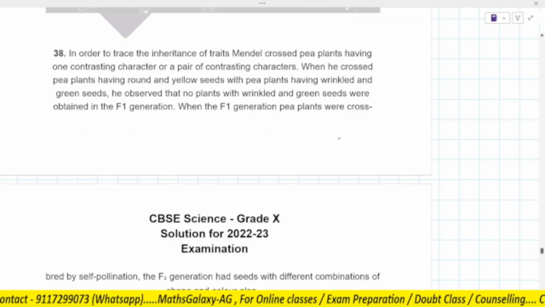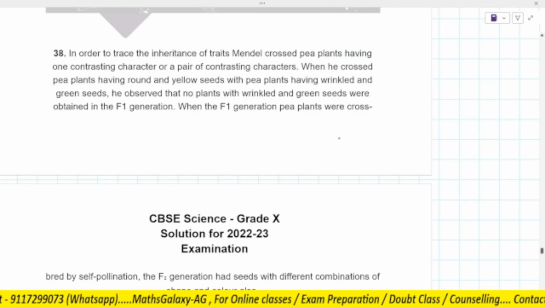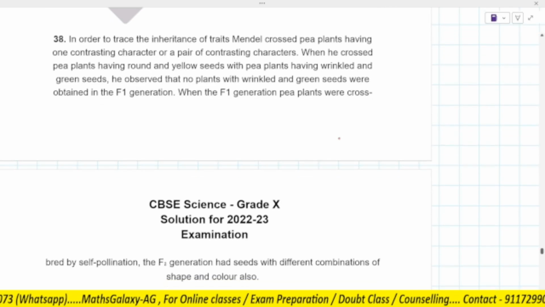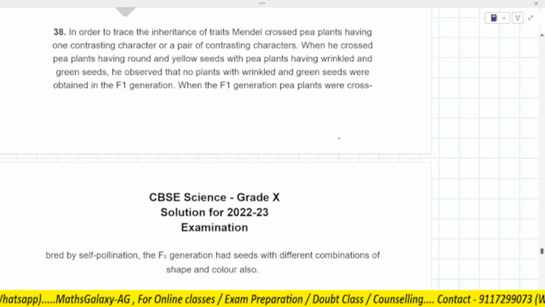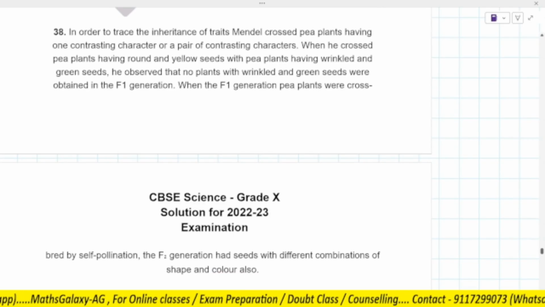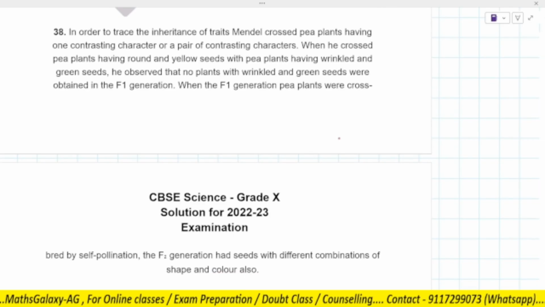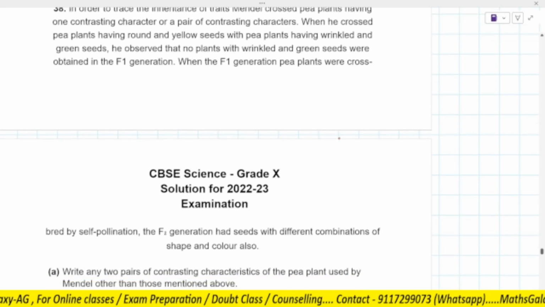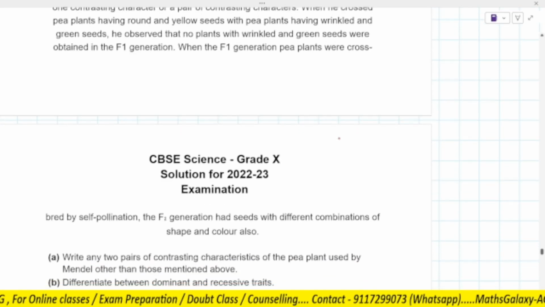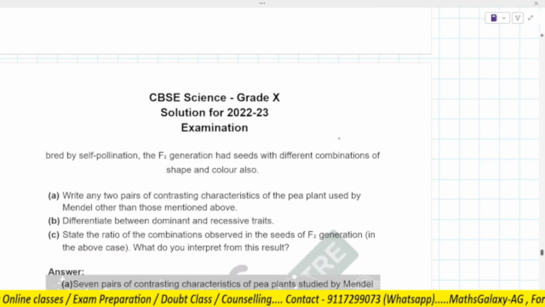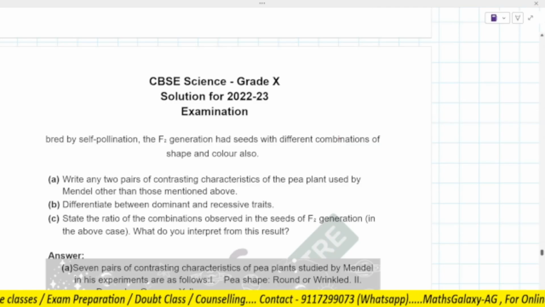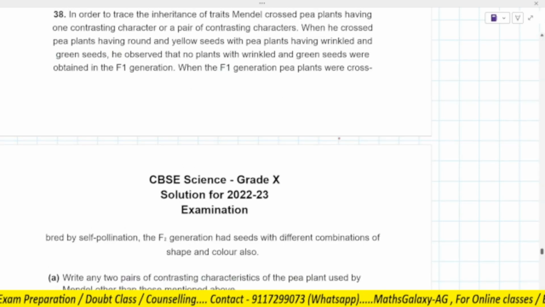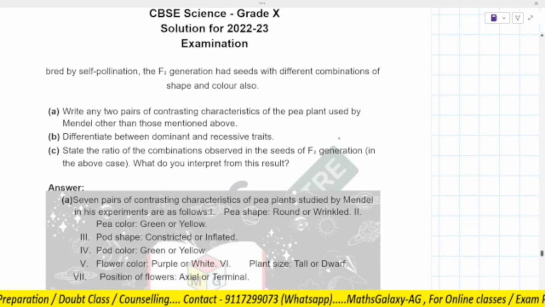In order to trace the inheritance of the trait, Mendel crossed pea plants having one contrasting character or a pair of contrasting characters. When he crossed pea plants having round and yellow seeds with pea plants having wrinkled and green seeds, he observed that no plants with wrinkled and green seeds were obtained in the F1 generation. When the F1 generation pea plants were crossed by self-pollination, the F2 generation had seeds with different combinations of shapes and colors also. Okay, so this is the concept which is given here.